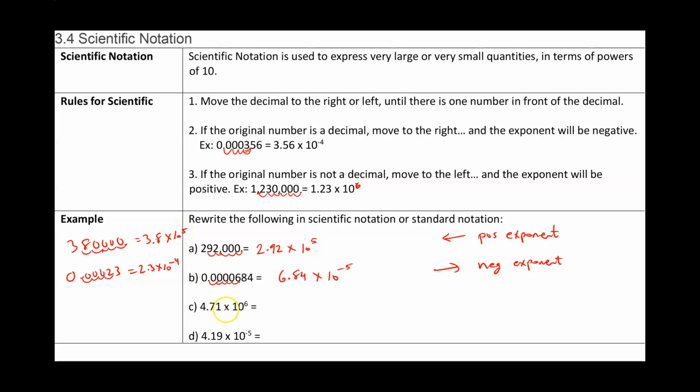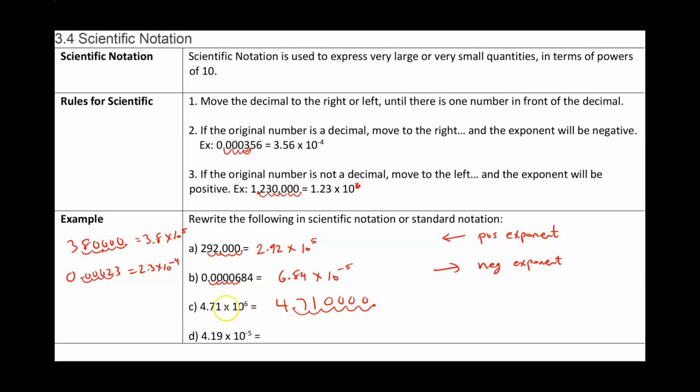Now, when we take numbers from scientific notation and we write them in standard form, a positive exponent means you move the decimal to the right, and a negative exponent means you move the decimal to the left. So we have 4.71 times 10 to the 6th. So we're going to move the decimal 1, 2, 3, 4, 5, 6 times, and every time there's a blank spot, you would replace that with a 0.